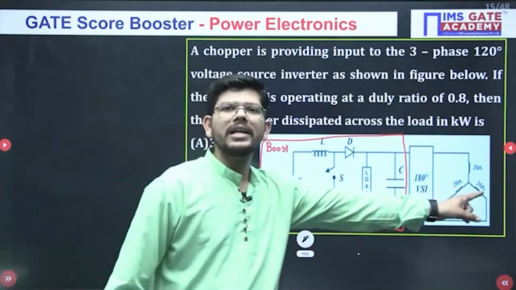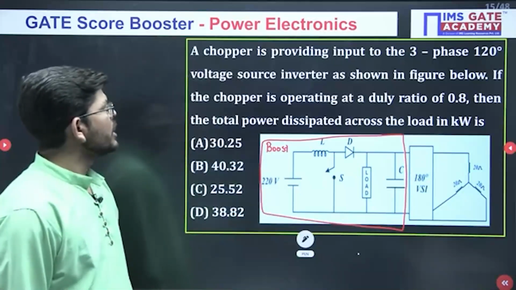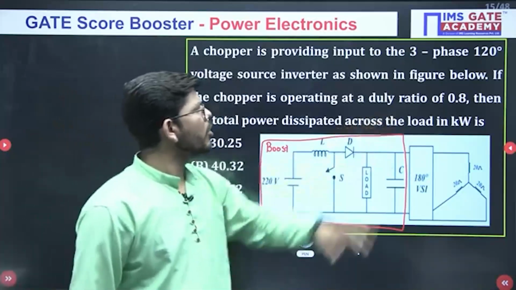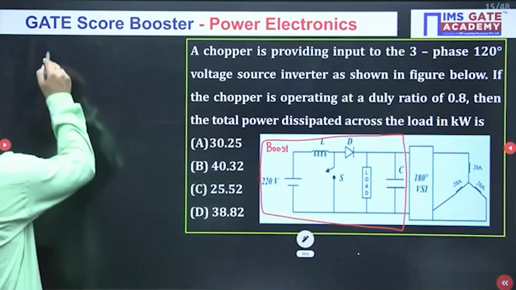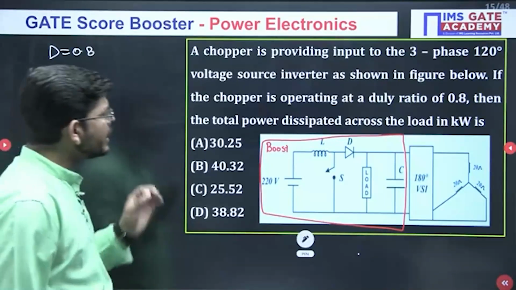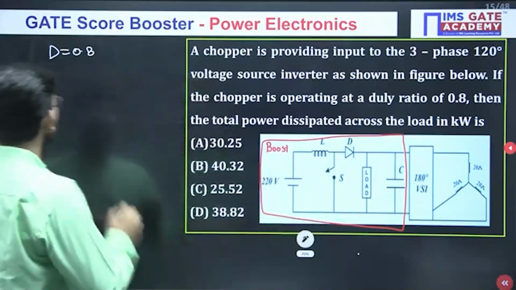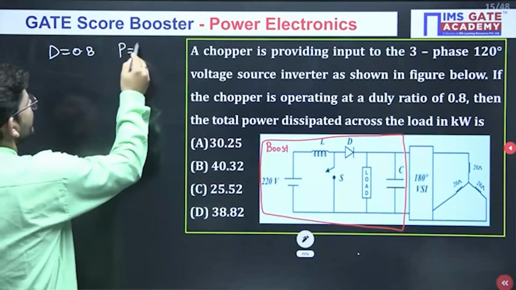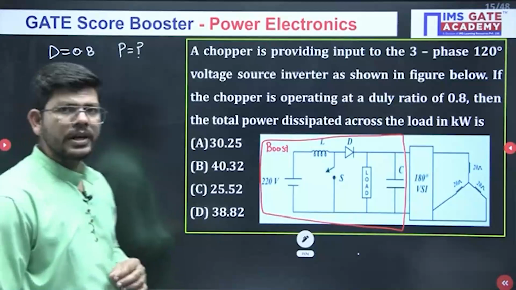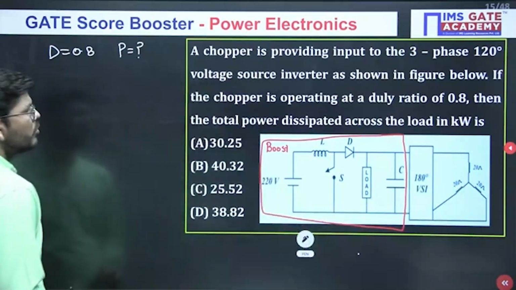Load is star connected and the value is 20 ohm per phase. Very good. The chopper is operating at a duty ratio of 0.8. Let me write this. The duty ratio for the chopper is 0.8. Then the total power dissipated across the load will be what? Again, we have to find what will be the power dissipated across the load. Okay. The load is star connected, not at all a problem. So what we have to do?